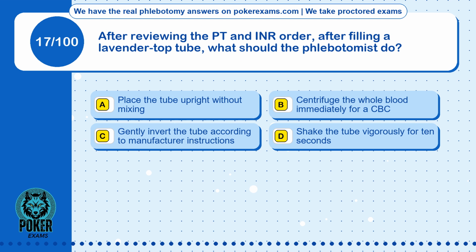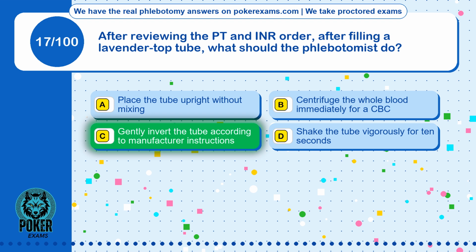Question 17. After reviewing the patient NINR order, after filling a lavender top tube, what should the phlebotomist do? Option A, place the tube upright without mixing. Option B, centrifuge the whole blood immediately for a CBC. Option C, gently invert the tube according to manufacturer instructions. Option D, shake the tube vigorously for 10 seconds.